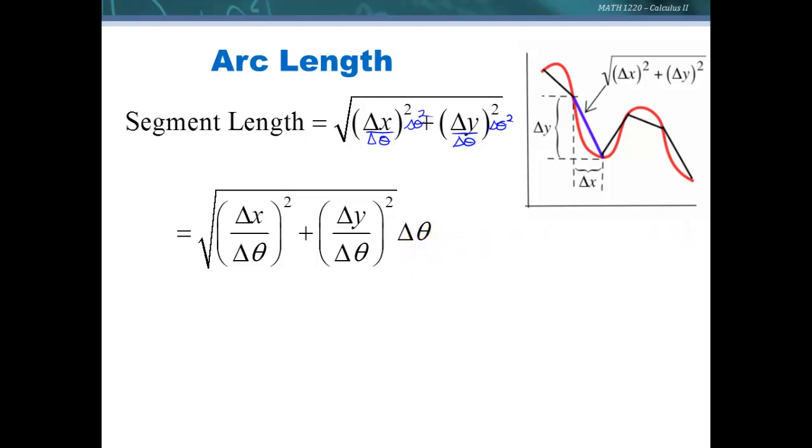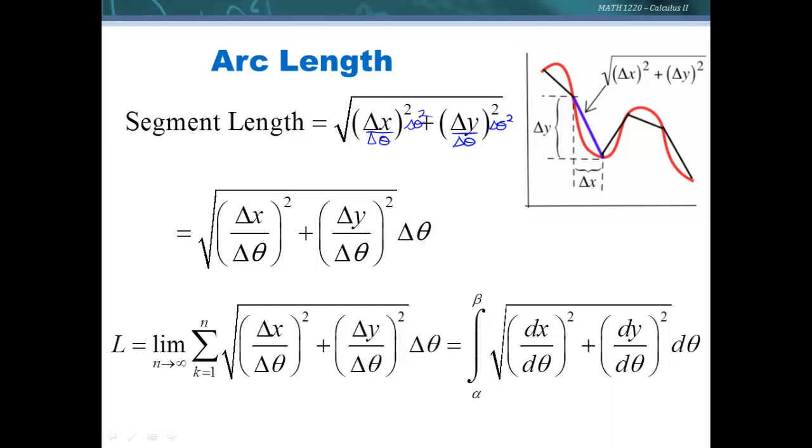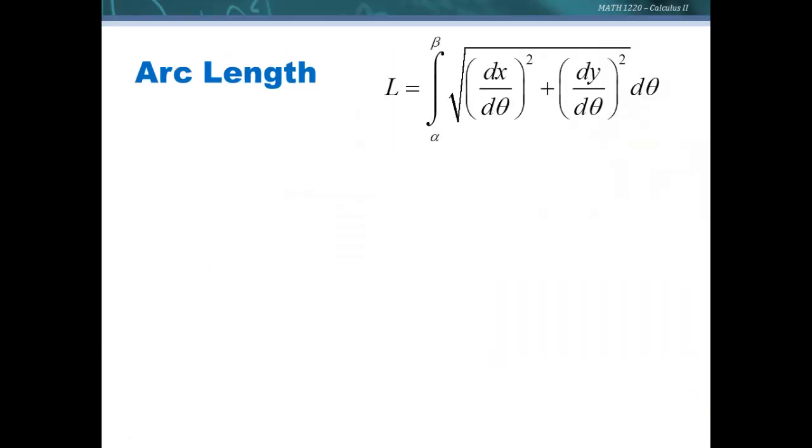Now as we look at this, we then could take the limit as n approaches infinity of these little segments, and this is what we would have. So here is a formula for the arc length when we have a polar curve. If we want to know the length of this polar curve from theta equals alpha to theta equals beta, we could take this integral from alpha to beta of the square root of dx d theta squared plus dy d theta squared d theta. Now we could also express this just a little bit differently.